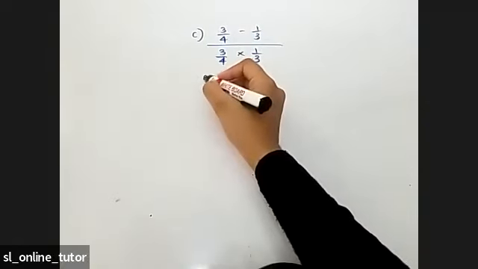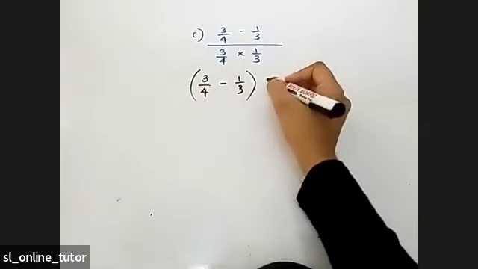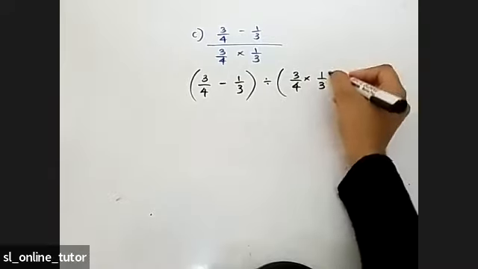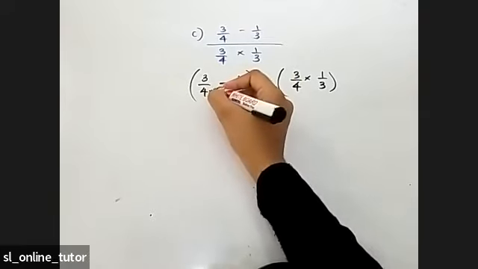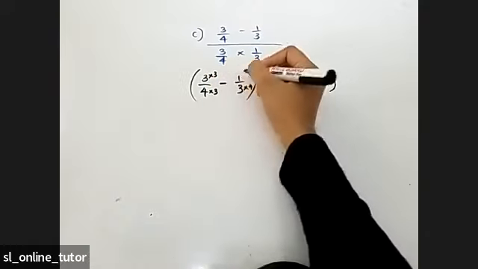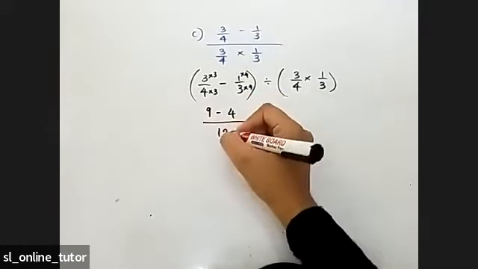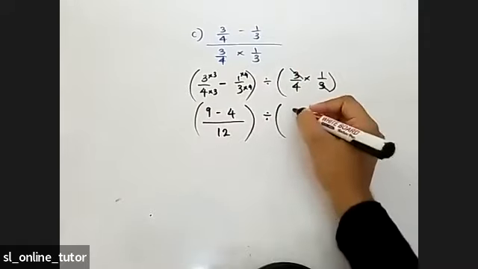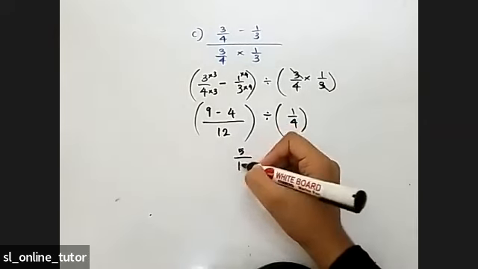It's a division, right? So let me write it like this: 3 upon 4 minus 1 upon 3. This is one fraction, which should be divided by the other one, 3 upon 4 into 1 upon 3. Always brackets should be solved first. You can see the denominators are different and subtraction is there. Let's make the common denominator: 4 times 3 and 3 times 4, because the LCM is 12. We are multiplying both numerator and denominator by the same number. You get 9 minus 4 over 12. This is one fraction divided by this one, you can cancel. 3 and 3 cancel, you get 1 upon 4. So 9 minus 4 means you get 5 upon 12.